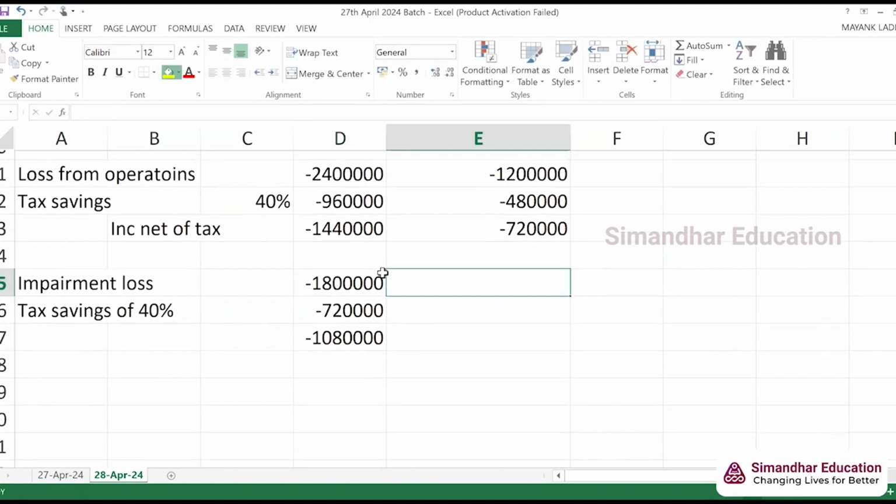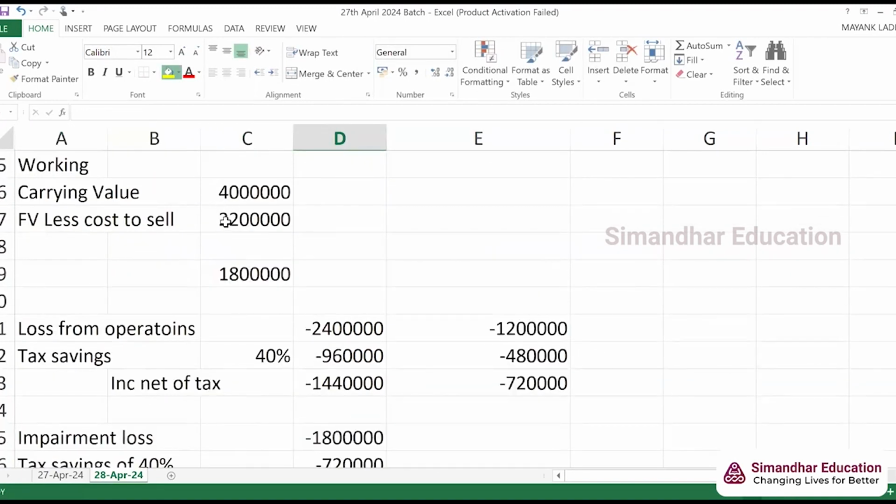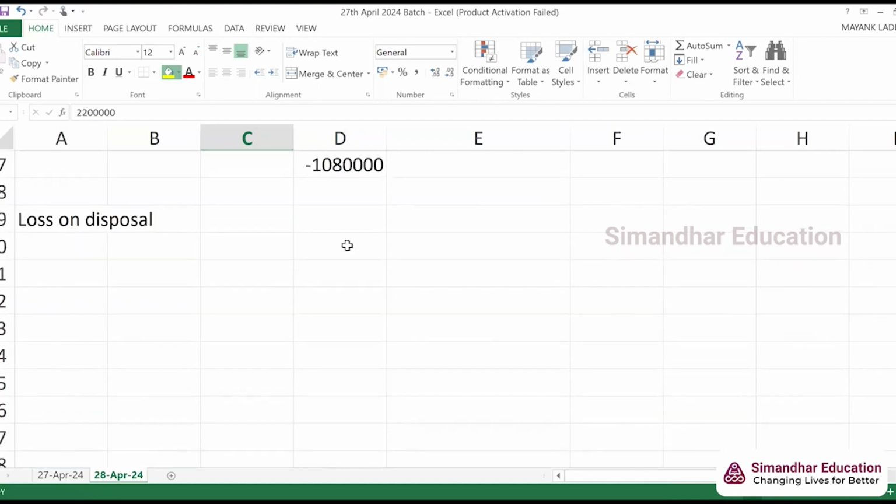Then in the second year we don't have any impairment loss because in the second year we have sold it. See, if in the second year they had given us fair value and all of that and we had not yet sold it, then there would have been an impairment loss. Now in the second year, because we have sold it, we'll have loss on disposal. Now what is the loss on disposal? See, in the previous year we had the carrying value at 4 million. The carrying value has been written down to 2.2 million. So now in my books, the division is standing at 2.2 million. So my carrying amount after impairment is 2.2 million.